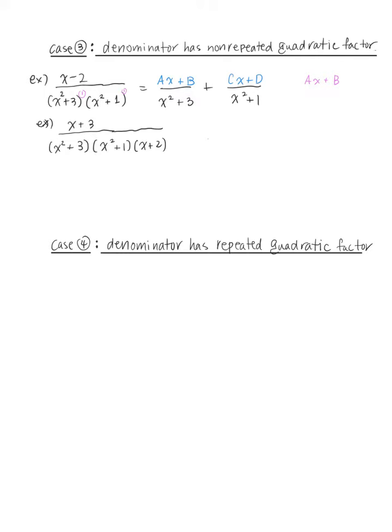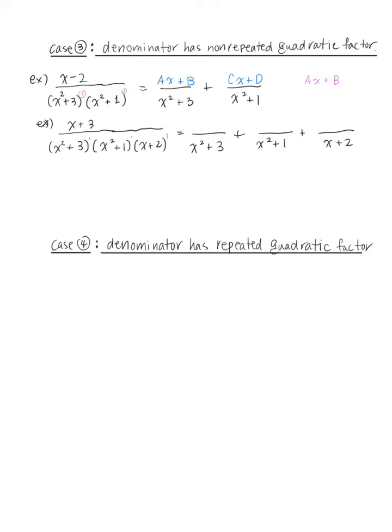Alright, so how many fractions are we gonna get? So we're gonna have 1, 1, 1. So for sure we're gonna have 3. So bust out 3 fraction bars. 1, 2, and a 3. Alright, so what goes on the bottom is x squared plus 3 because x squared plus 3 doesn't repeat. And then here you're gonna have x squared plus 1 and then x plus 2.